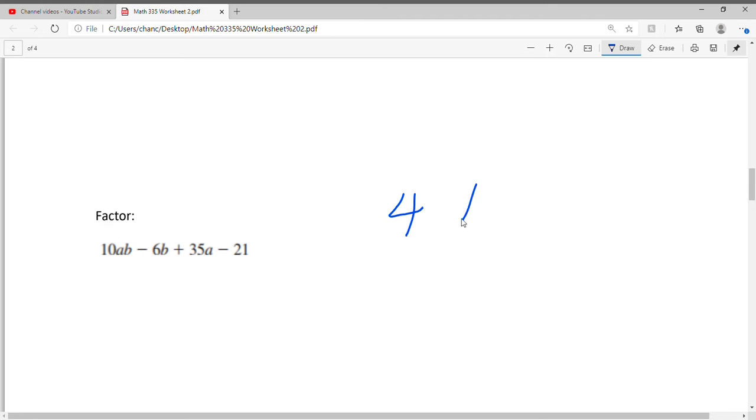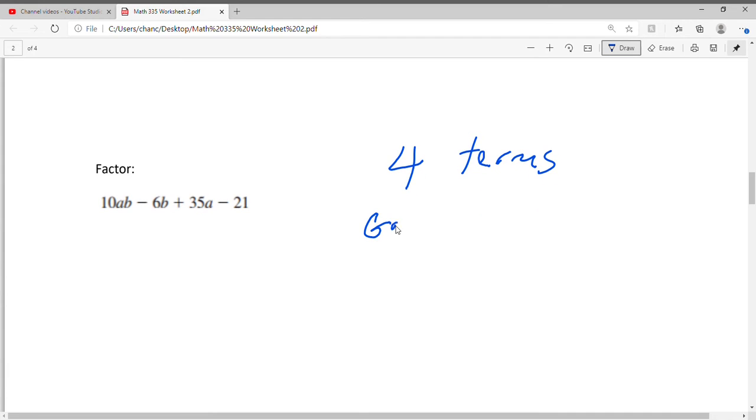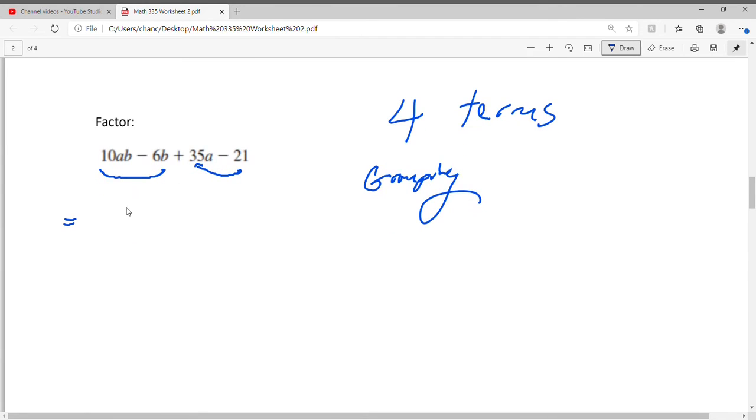If it has 4 terms, the most likely technique to factoring is grouping. So use grouping. Let's try this question out. We have 10ab minus 6b plus 35a minus 21. I'm going to look at the first group and look at the second group. Some people put parentheses. You don't have to, but you can.